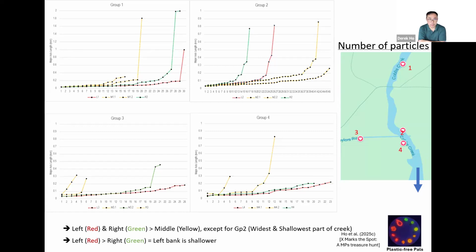Additionally, we found that there were more microplastics on the left side of the transect than the right, and we suspect that this is due in part to the left bank being shallower than the right. So, with all of that said, I just want to belabor the point that surface depth is very important because it will affect your microplastic accumulation. So please measure the depth of your area of study.